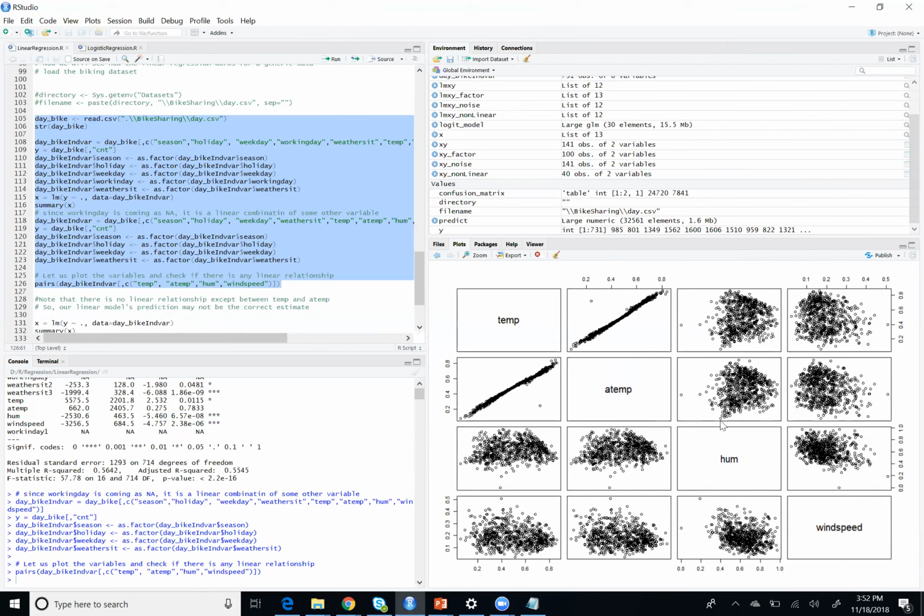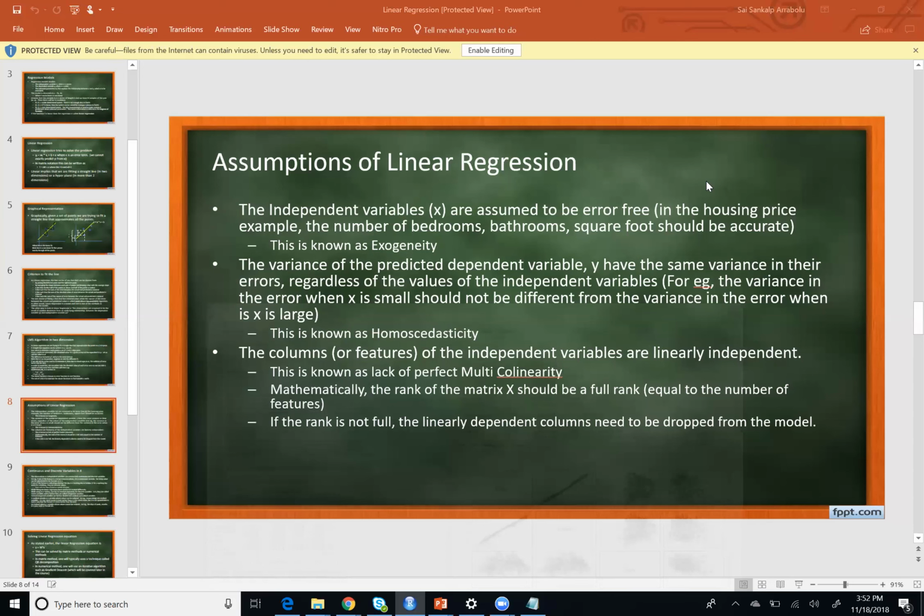But if you take temperature and humidity, the plot is garbled and jumbled, right? And if you take temperature and wind speed, they're also jumbled. So if you're choosing temperature, don't choose a temp. You choose temperature, humidity, and wind speed, or choose a temp, humidity, and wind speed, because these two are collinear with each other. It will affect your assumption that these features are linearly independent of each other.